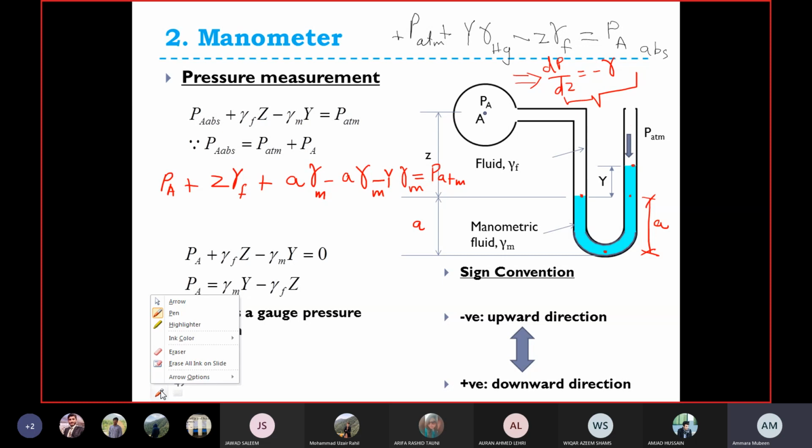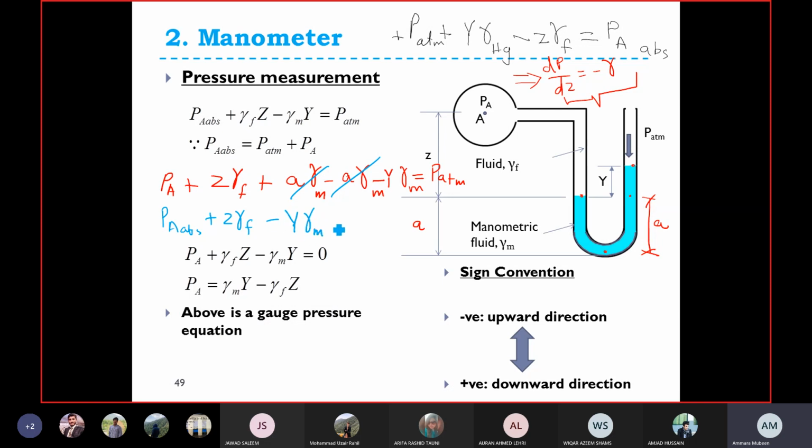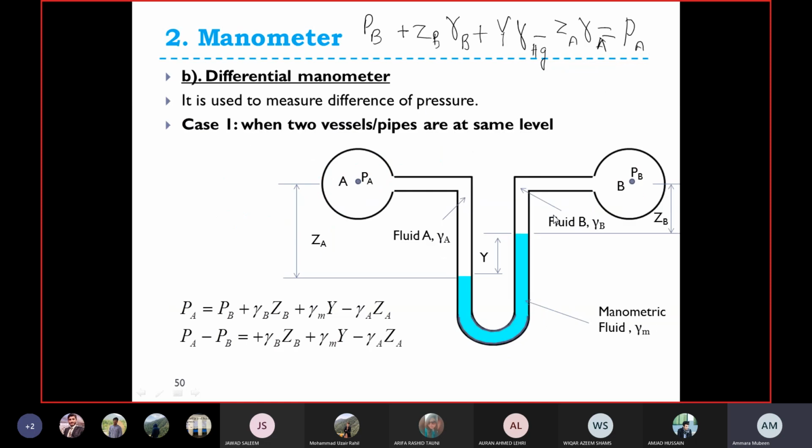So in this manometric equation, this parameter would get cancelled, and you are left with this equation: PA absolute plus Z gamma F minus Y gamma M is equal to P atmospheric. Okay, so this is how you measure the pressure head using the manometer.